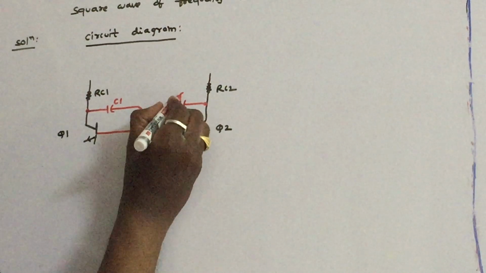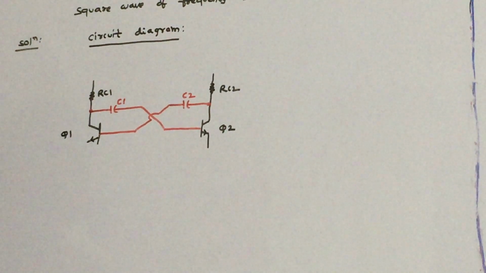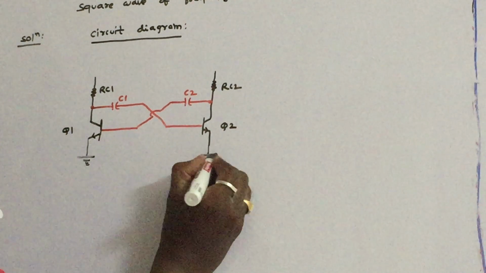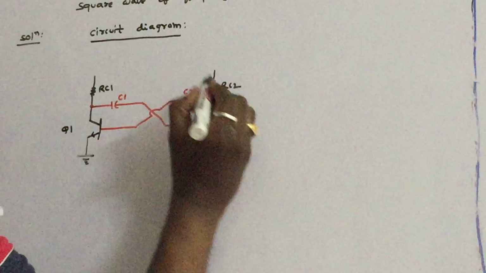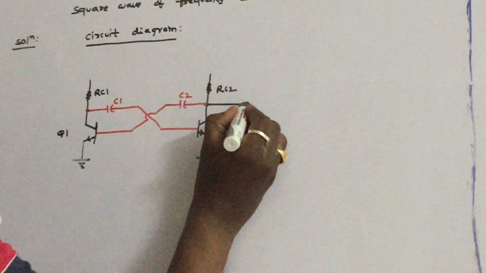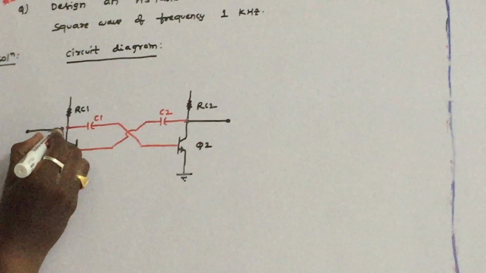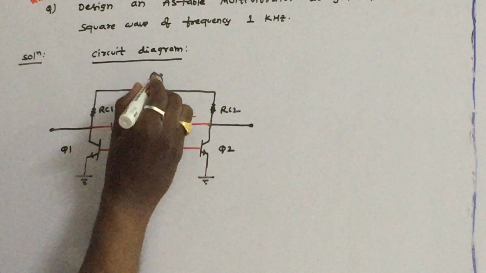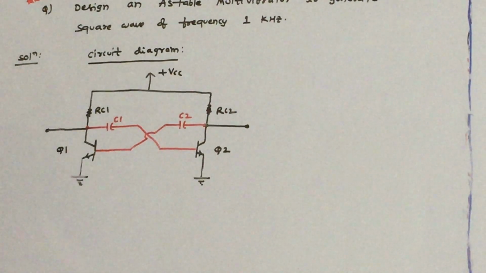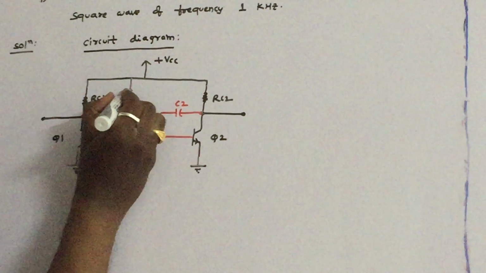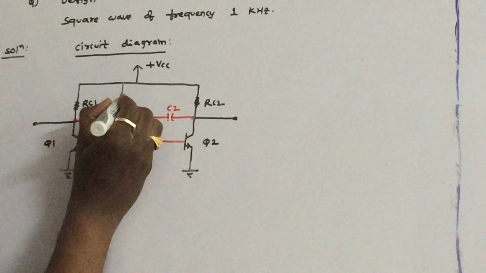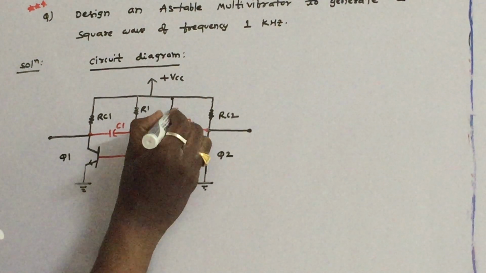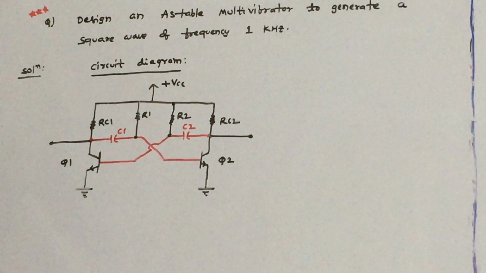Here let us say C1 and C2. Let us ground both the emitters. We can take the output at the collector of Q2 or at the collector of Q1. So let us finish the circuit. This is the power supply to the circuit, and connect the resistors R1 and R2.